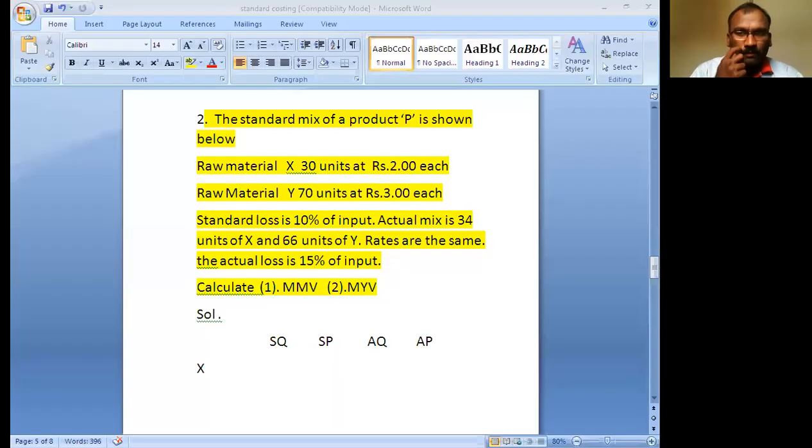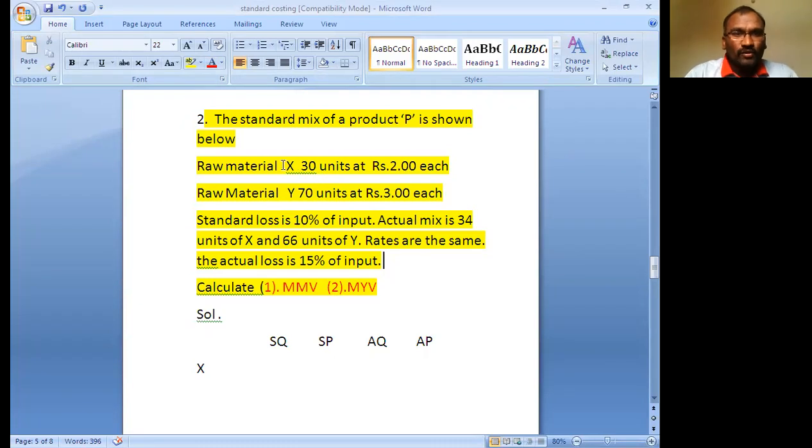I will explain. See this problem, all of you. This is problem number 2. Here you are calculating material mix variance and material yield variance. If you practice these two problems, you are covering the 5 models: material cost variance, price variance, usage variance, material mix variance and material yield variance. That's why, by listening to these 2 videos, you are covering the standard costing material related concepts.